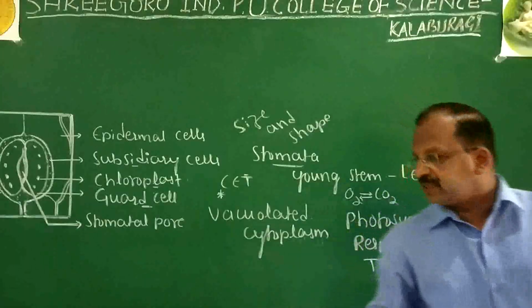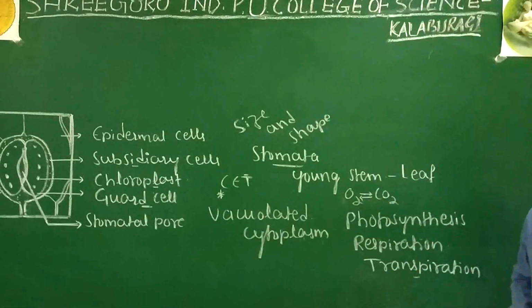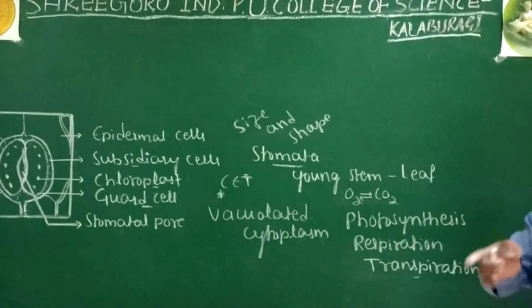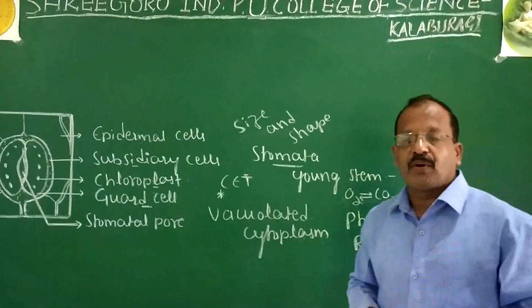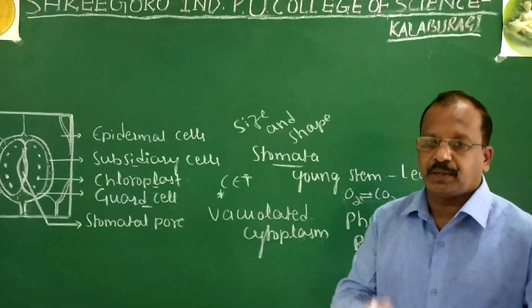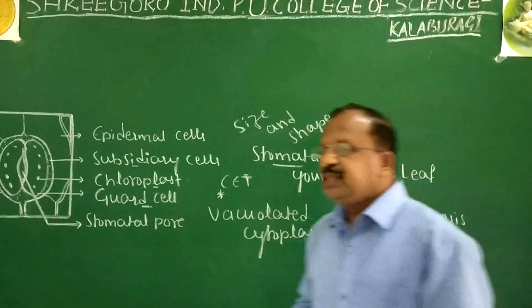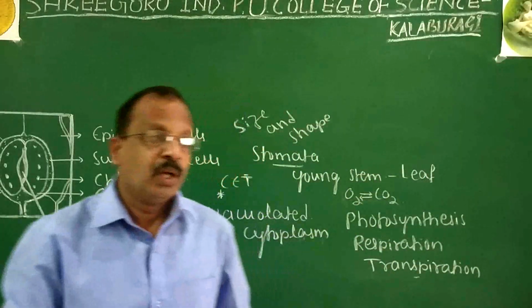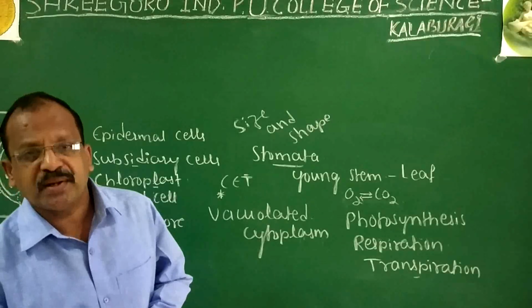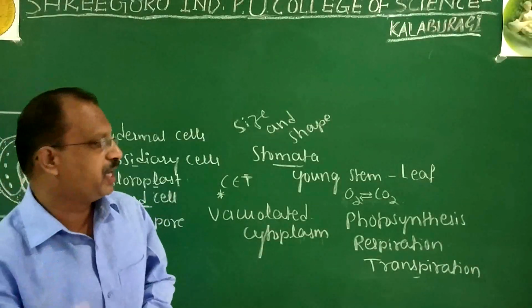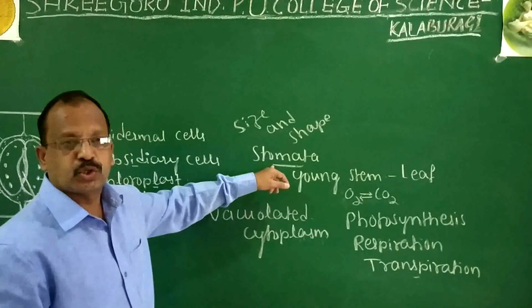Already I put forward the definition of transpiration. Loss of water in the form of water vapor through the aerial parts of the plant body is called transpiration. That ends stomata.